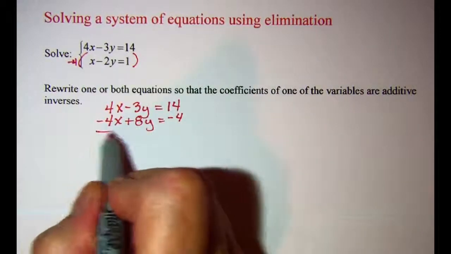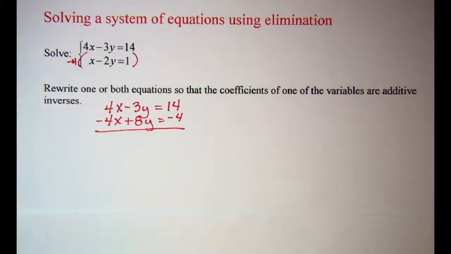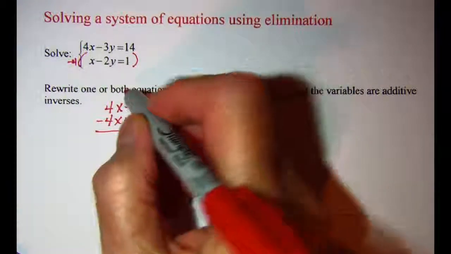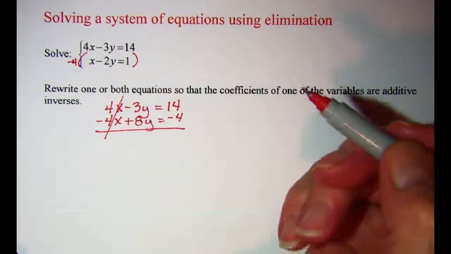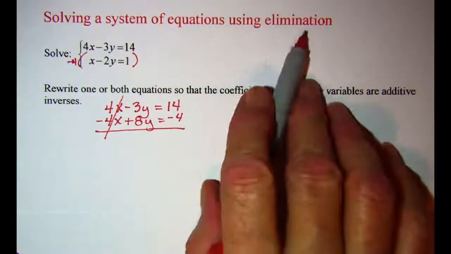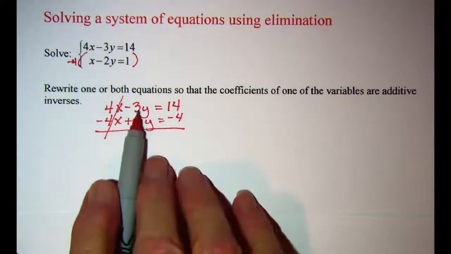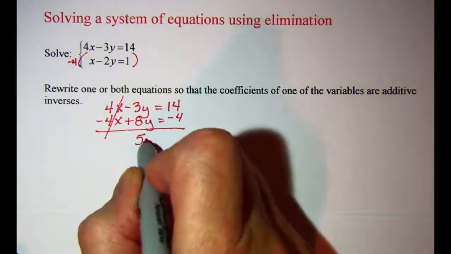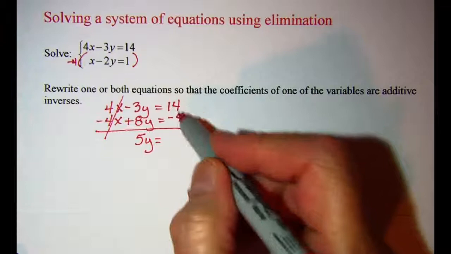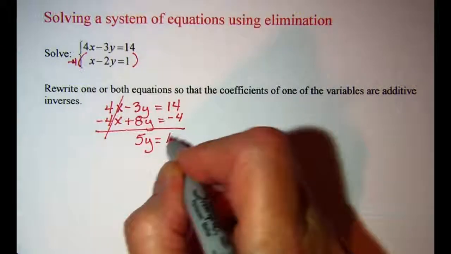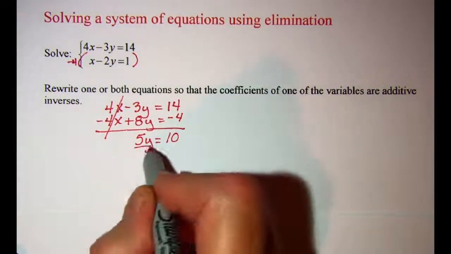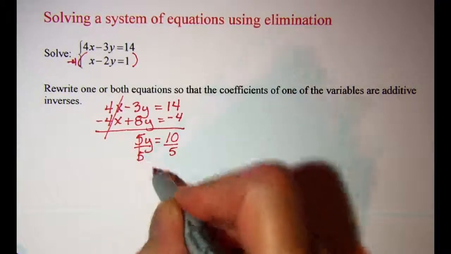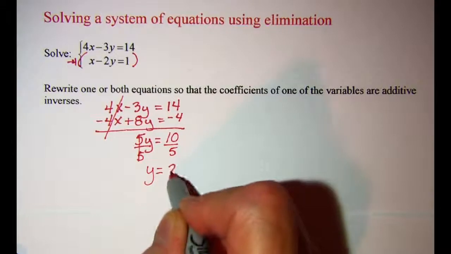Now I'm just going to add those two equations together. And when I add 4x and negative 4x, those terms cancel, which is the reason it's called elimination. Negative 3y and positive 8y is 5y. And then 14 minus 4 is 10. Solving for y, I divide both sides by 5. And y is equal to 2.